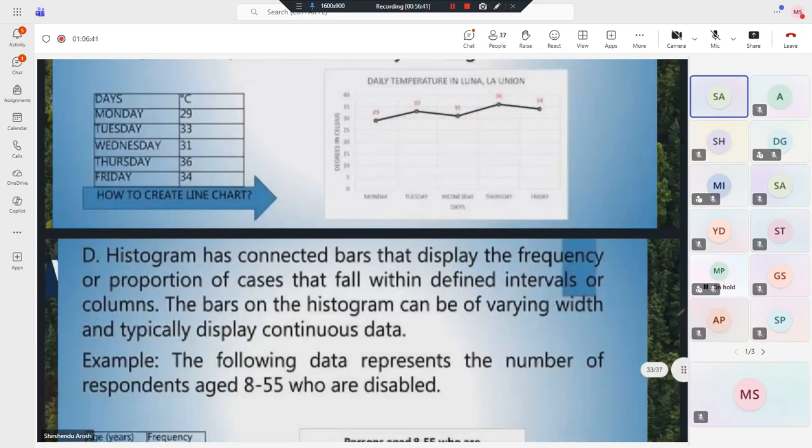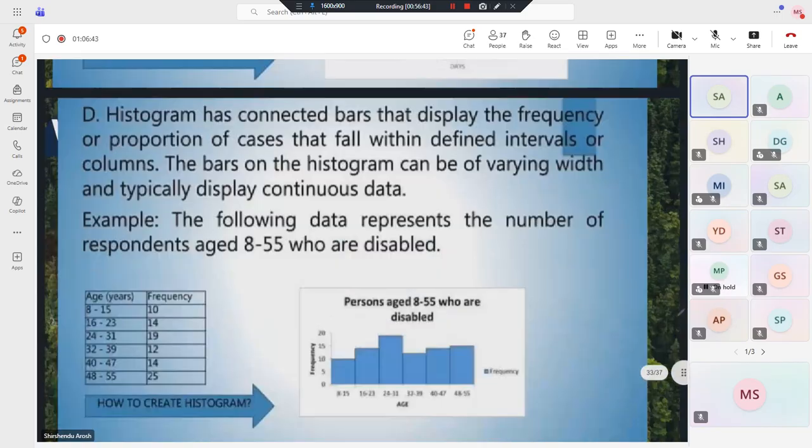Last one is the histogram. So basically for grouped data, if you have grouped continuous data and you want to put the frequencies on the basis of this, we generally use histograms for this kind of structured data, right?